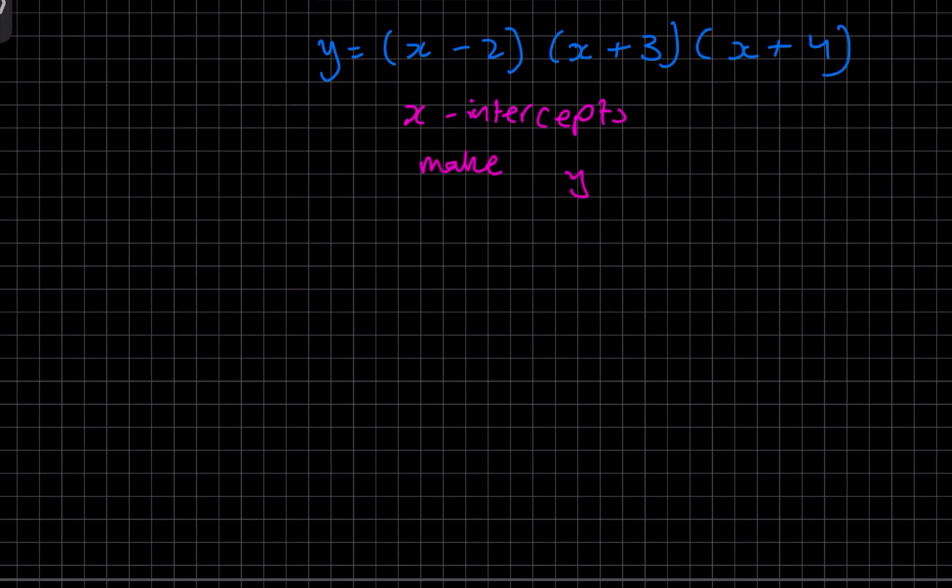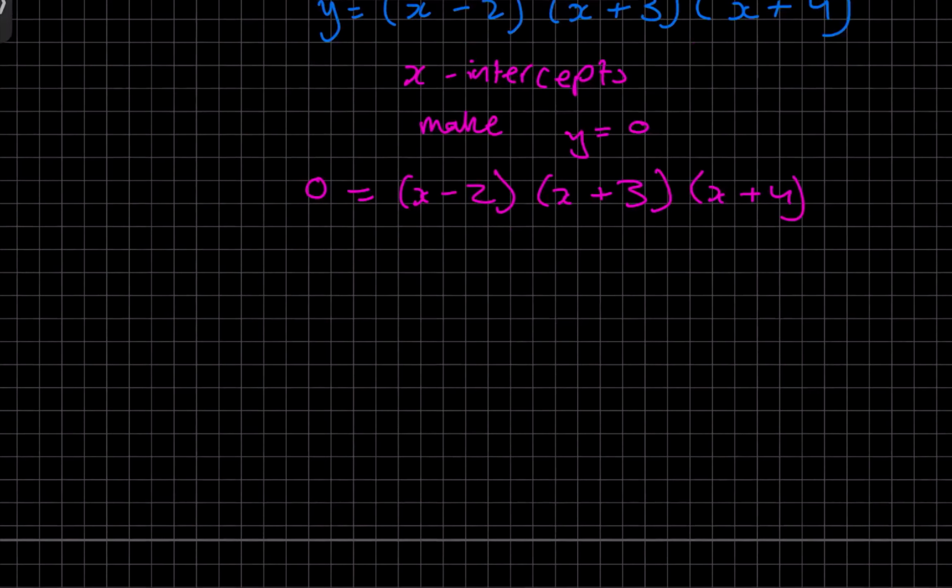Now, you will also find some cubic graphs written in their factorized forms. For example, you could have y equals x minus 2 times x plus 3 times x plus 4. The x-intercepts of this graph can be determined by using the null factor law. So generally, to find our x-intercepts, we would make y equals 0. So 0 equals x minus 2, x plus 3, x plus 4.